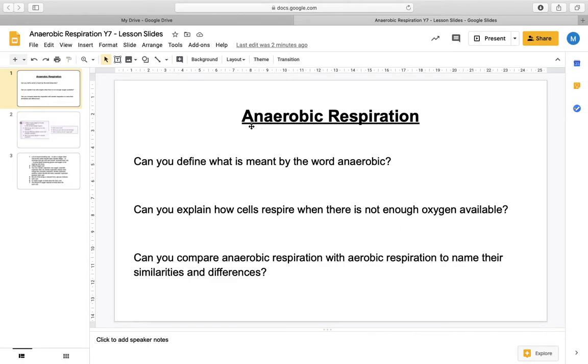So as you would do for any other lesson for me, you need to write the title in your books, anaerobic respiration. By the end of the lesson, you should be able to tell me what is meant by the word anaerobic. You should be able to explain how cells respire when there's not enough oxygen available. And you should be able to compare anaerobic respiration with aerobic respiration to name their similarities and differences.